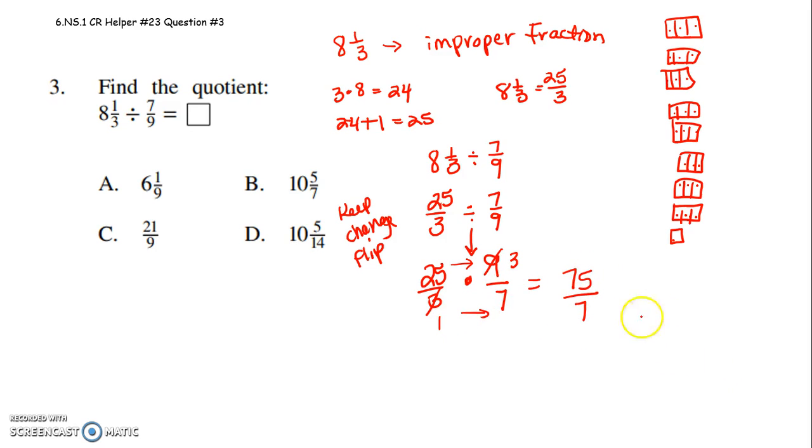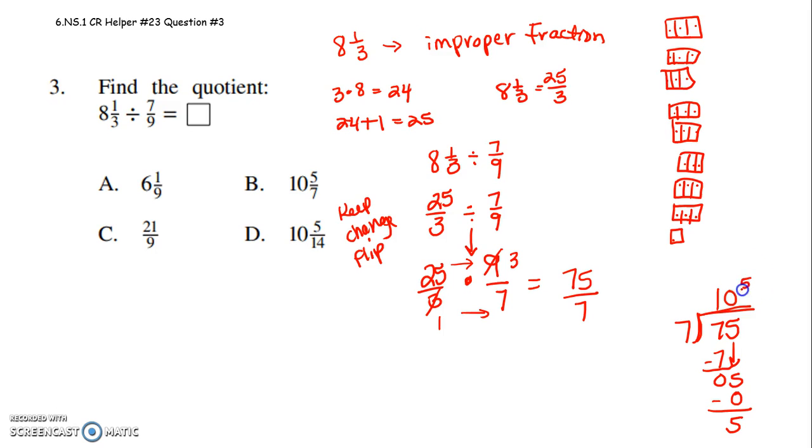This is 75 divided by 7. So I'll take 75 and divide that by 7. 7 goes into 7 once. 1 times 7 is 7. Subtract off, that's a 0. Drag down that 5. How many times does 7 go into 5? 0 times. 0 times 7 is 0. Subtract off, we got 5 left over.